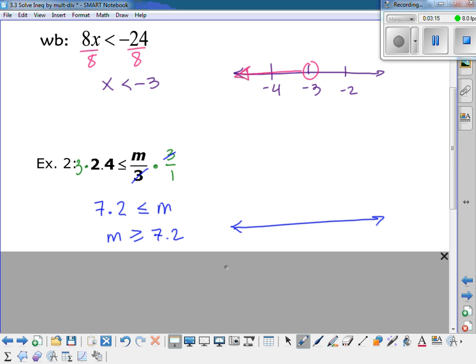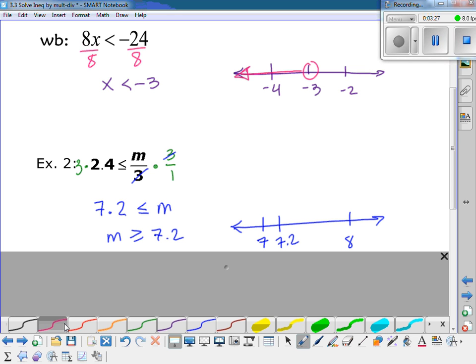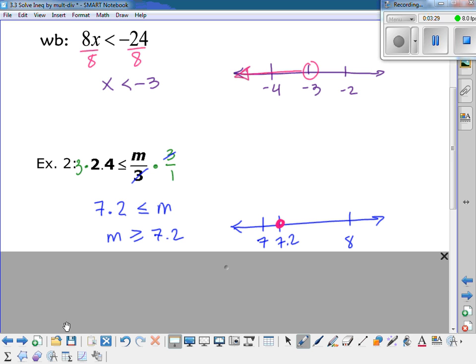All right, so I've got 7 and 8, and 7.2 is going to be about there. Is this one going to be an open or a closed circle? This one should be closed, and am I going left or right? I'm going to the right. So you might have been tempted to have it go the other way if you didn't rearrange the equation first.